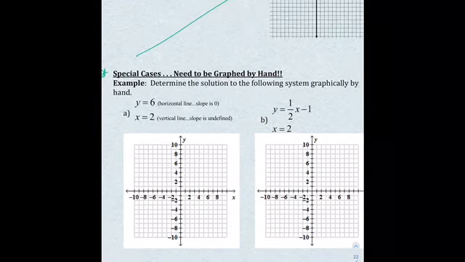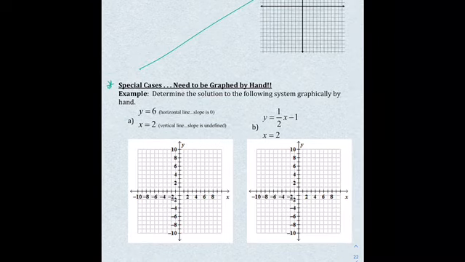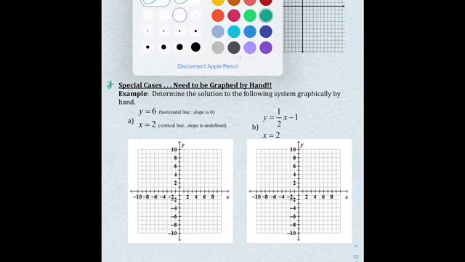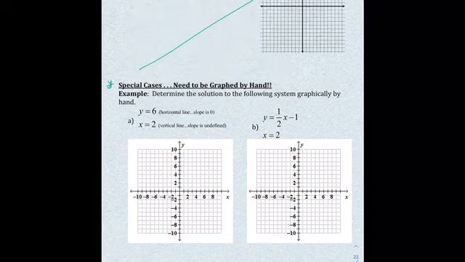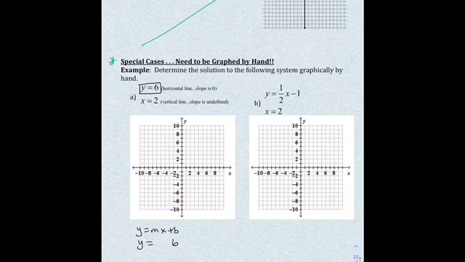Okay, so this says determine the solution to the following system graphically by hand. It's a good way to review these. If we look at the equation y equals 6, so let's look at these separately. We know that that's this horizontal line. Remember that y equals mx plus b. Well, when y is equal to 6, our slope was 0, okay? Our mx value is gone. That's because our slope is 0, and that's a horizontal line.